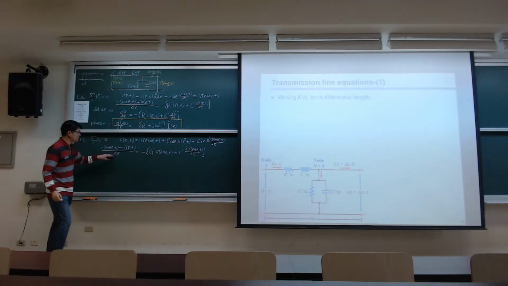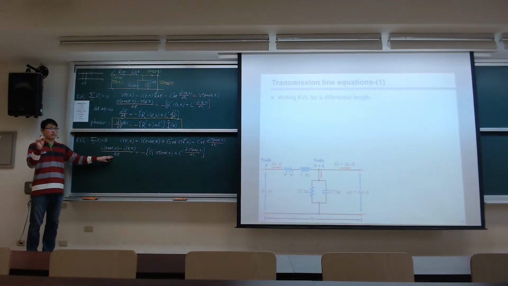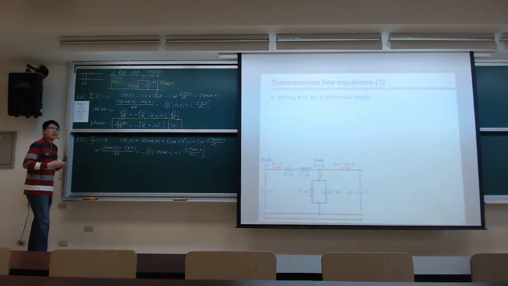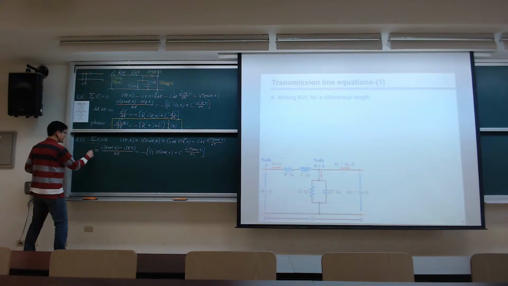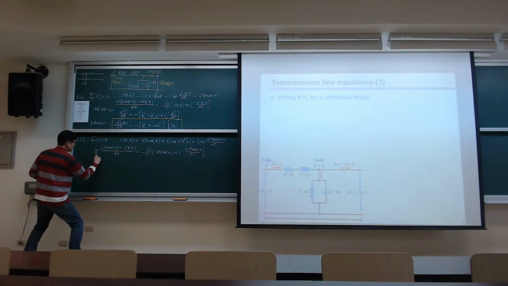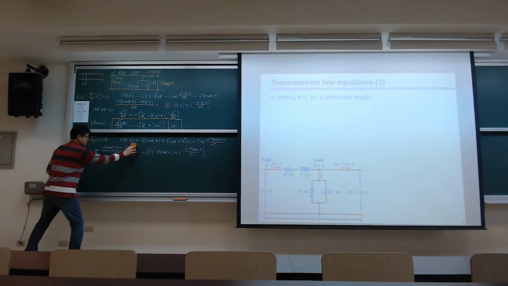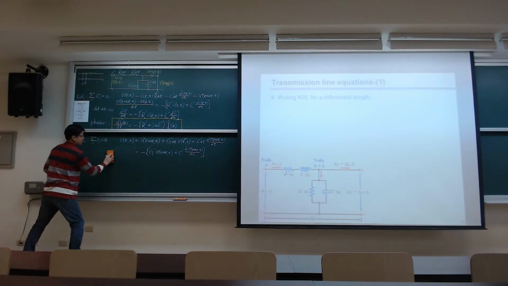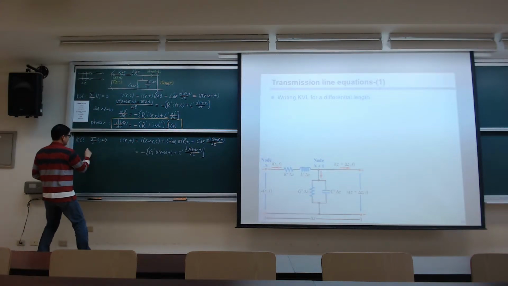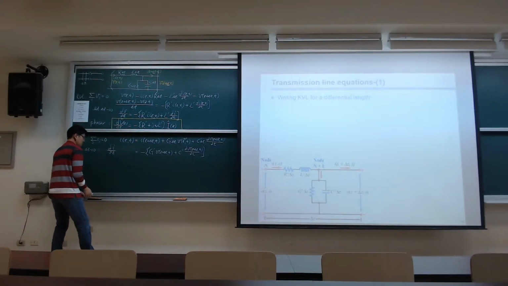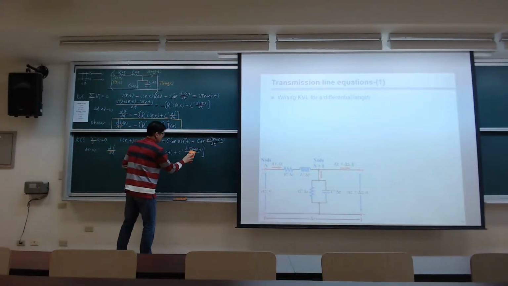And again, I can assume this delta Z is very, very short. So this becomes, I'm lazy, let me assume delta Z is approaching 0. So let me just erase this one. Just 2 minutes. So delta Z is approaching 0. So this becomes del I del Z equals, yeah, that's it.